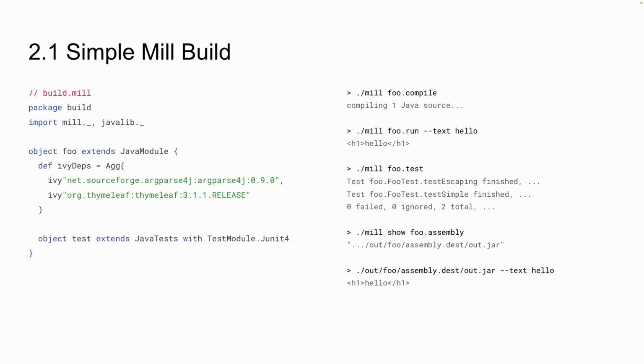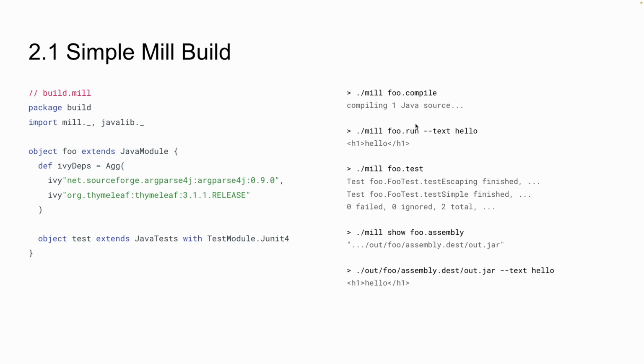So a simple Mill build looks like this. This is Scala syntax, unlike Gradle, which is Kotlin or Groovy, but hopefully it's not too foreign. So I have an object which extends a class. I have some method definition, which has some dependencies in the Gradle format, and I have a nested test object which has support for JUnit 4. It has packages, imports, comments, all the normal JVM things.